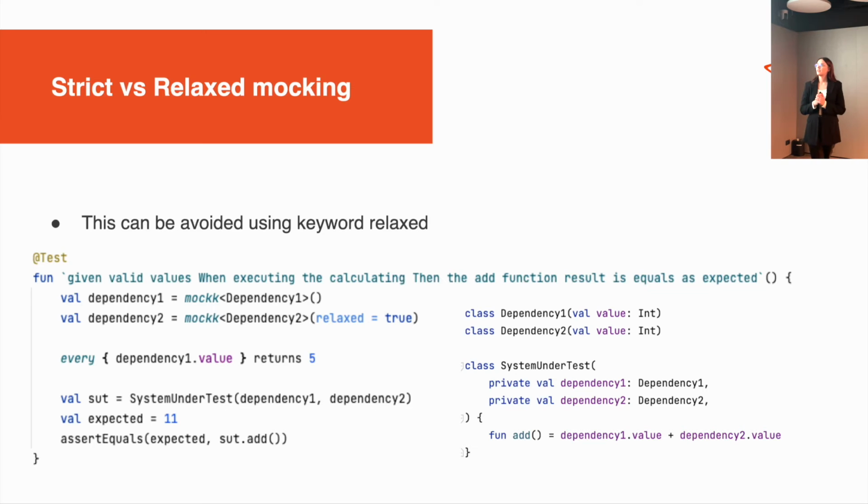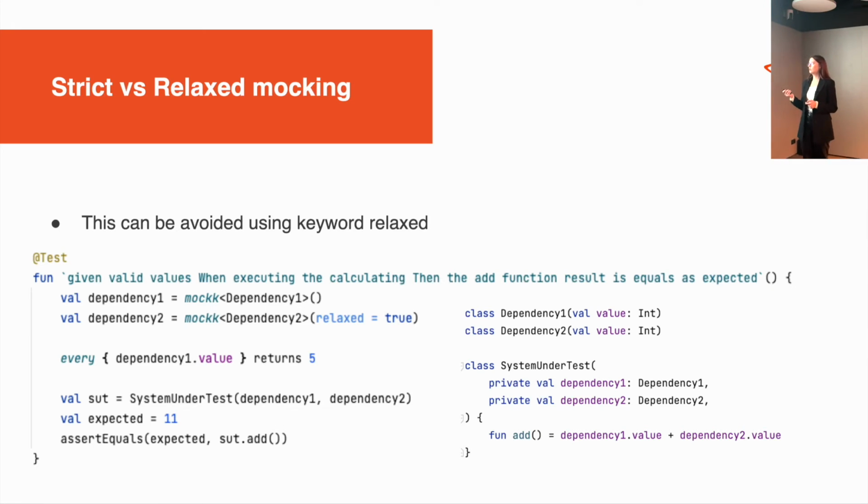And there is another type, which is relaxed. If we want to overcome this and not get this error, we would need to say that dependency 2 is relaxed equals true, and that way we make it relaxed. What that does is that every time we ask for something from dependency 2, we get a dummy stub. So in this case, if dependency 2 value was an integer, we will get a 0, something really, really simple. And if that integer was actually nullable, we will get null in that case.